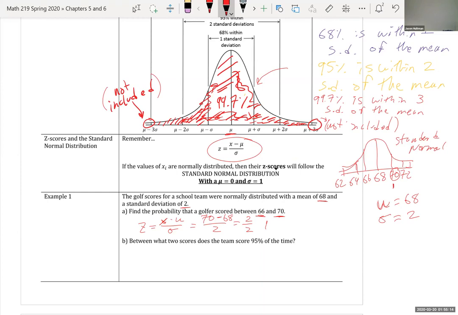What would 68 minus 68 be? If I plugged in 68 here, that's 0, and 0 divided by 2 is 0, so that becomes a 0. What about 66? 66 minus 68 is negative 2, and negative 2 divided by 2 is negative 1. As you can imagine, 72 would be positive 2, and 64 would be negative 2. If I went up to 74, that would be 3 and negative 3. So what we did was we standardized this into a standard normal curve.